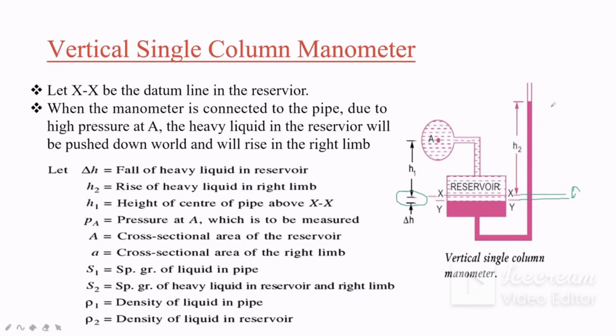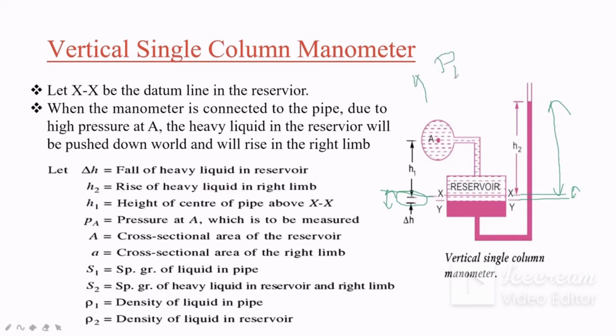H2 is the rise of heavy liquid in the right limb. Next, H1. H1 is the height of the center of the pipe, where we need to find the pressure, above the datum XX. From that datum, where we take the datum, we will consider the distance of delta H, and the height of the center of A from it is H1. So H1 is the height of center of pipe above XX. Next, PA. So what is PA?